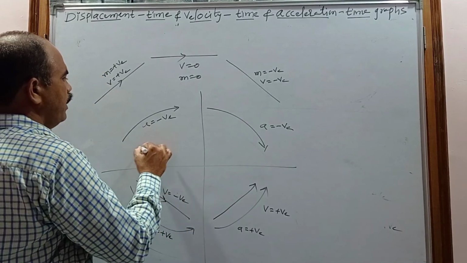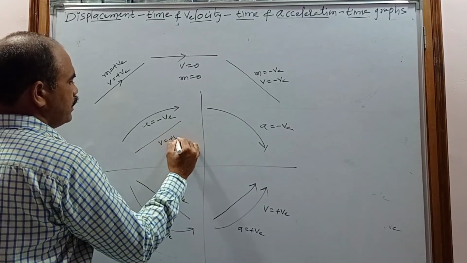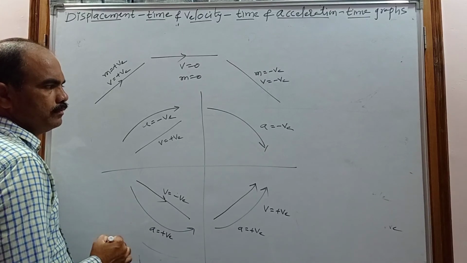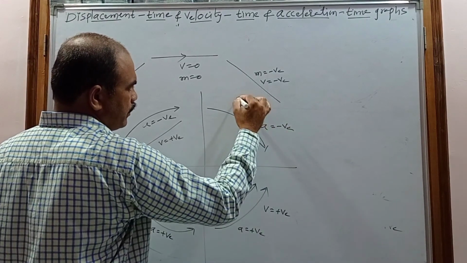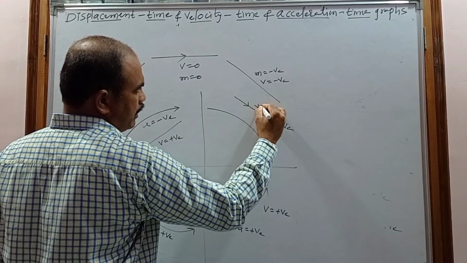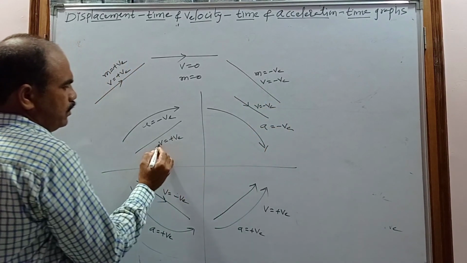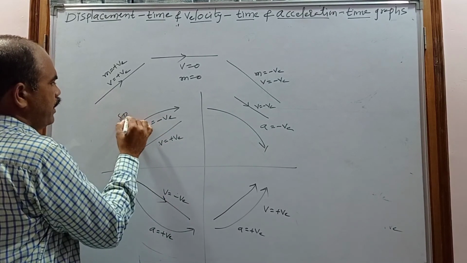Again it will be increasing slope, and here the velocity is positive. Again here it is the decreasing slope, like this. A decreasing slope is nothing but velocity is negative. So acceleration and velocity are in opposite directions. That's why here the speed decreases.